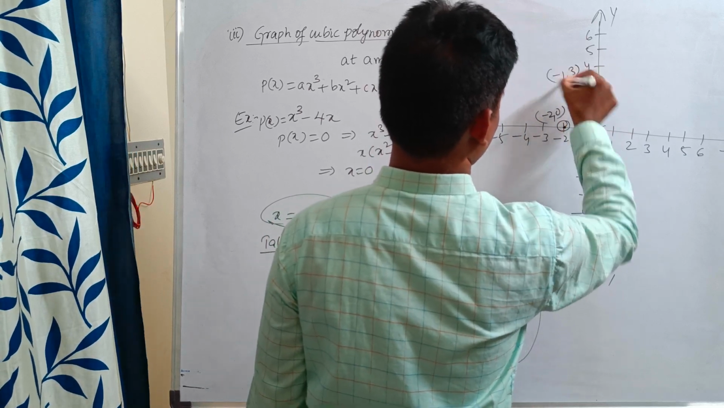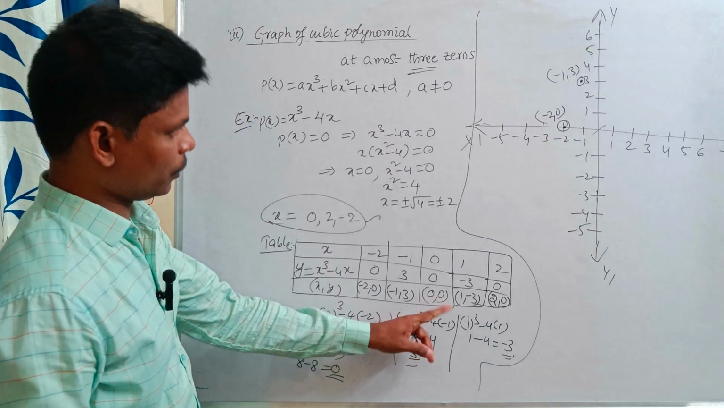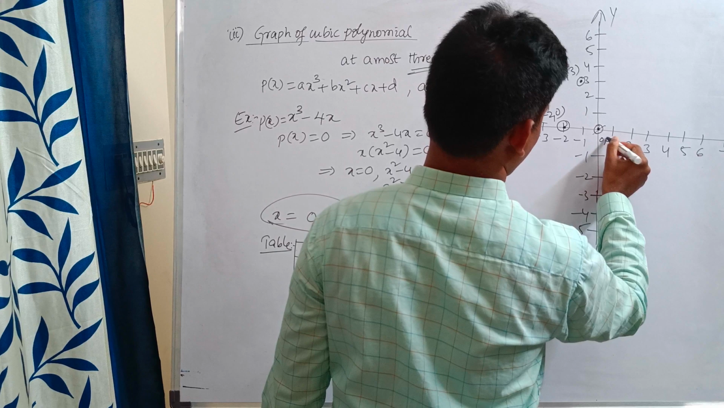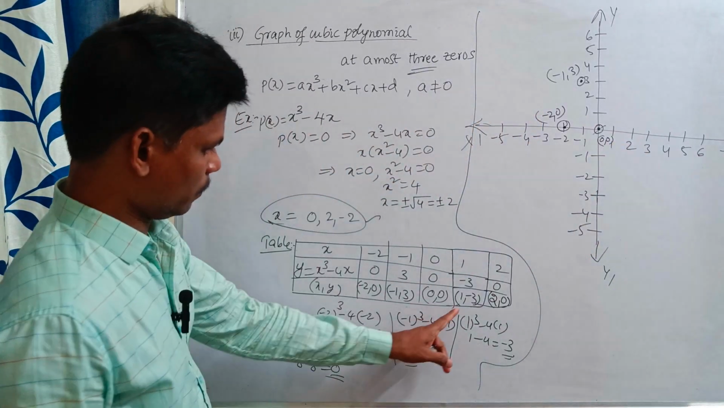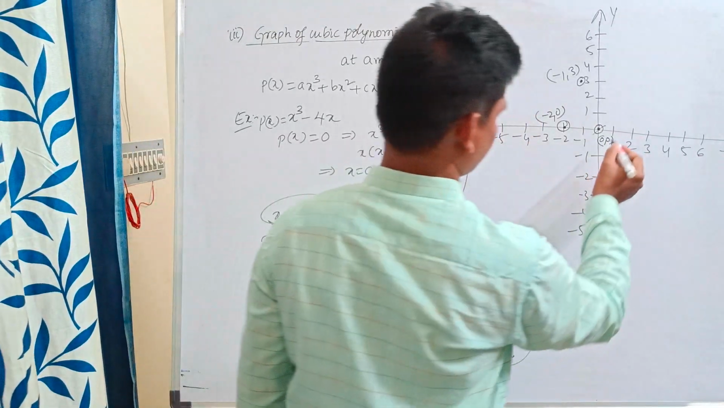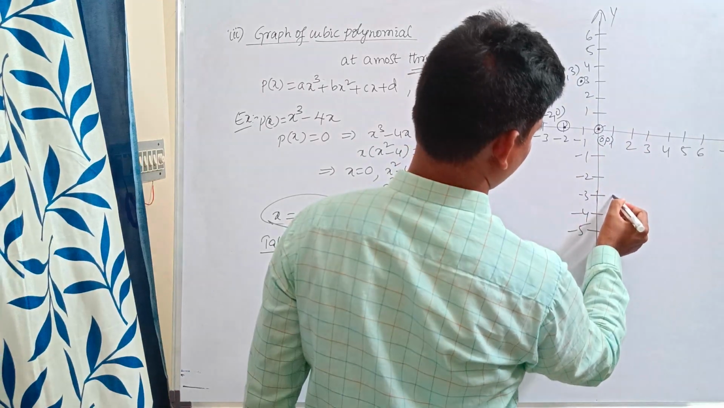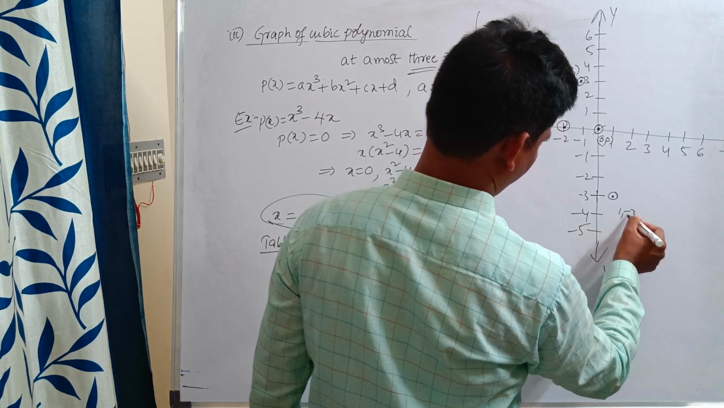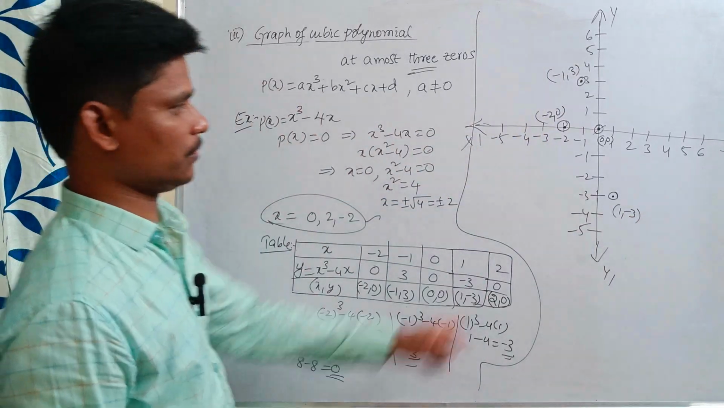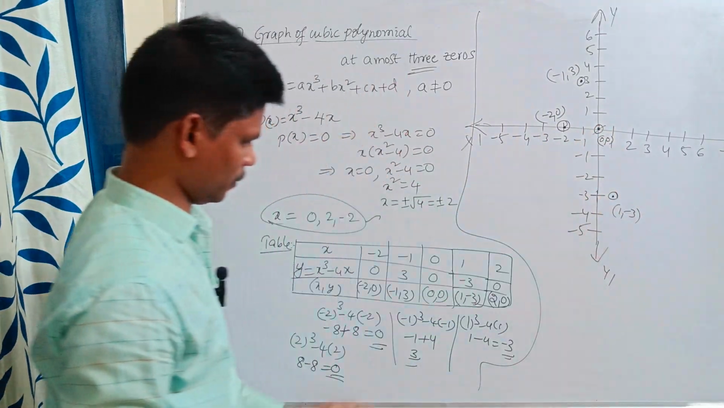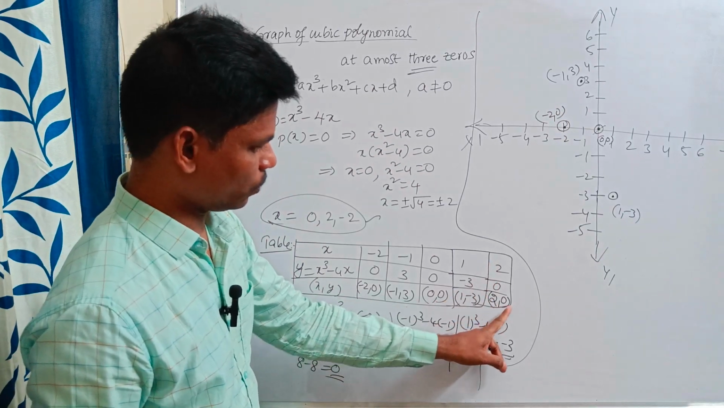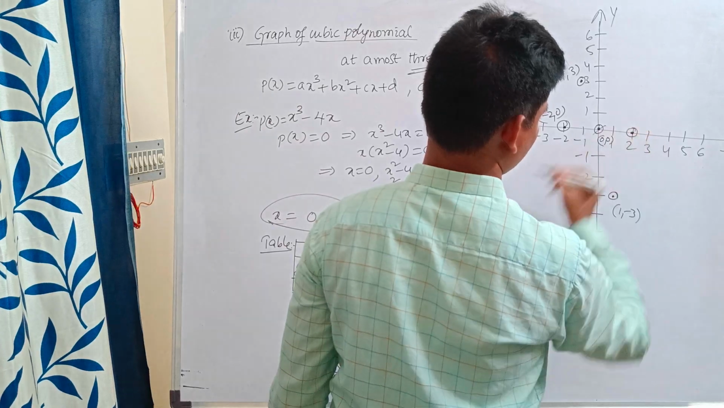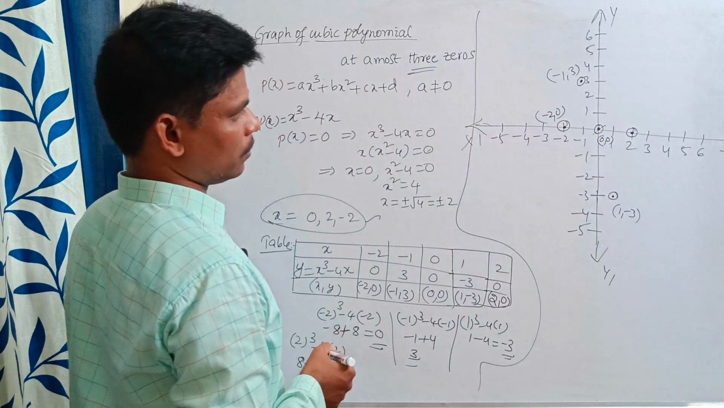Next, the point 0 comma 0. Next, 1 comma minus 3: x is 1 unit, y is minus 3. Then 2 comma 0: x is 2, y is 0. So, joining all the points.